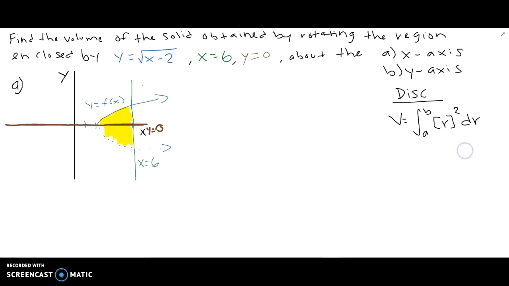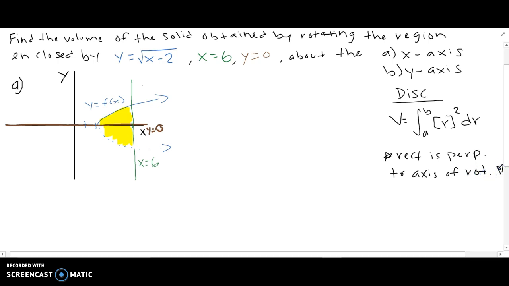Okay, and so in order to figure out whether it's dx or dy, what I like to do is I draw a typical rectangle. And so we know that for disk method and for washer method, the rectangle is perpendicular to the axis of rotation. That's super important because this rectangle helps us to identify whether it's with respect to x or with respect to y. So we draw this rectangle in the area that was enclosed by the functions and perpendicular to the axis of rotation, and we get something that looks like this, right?